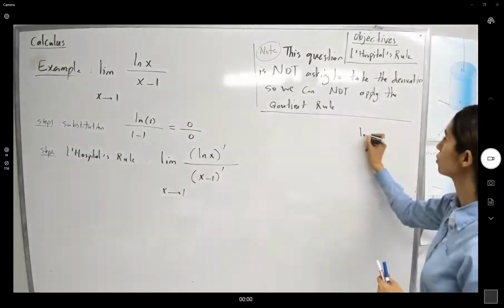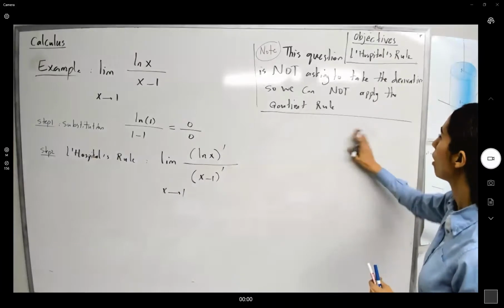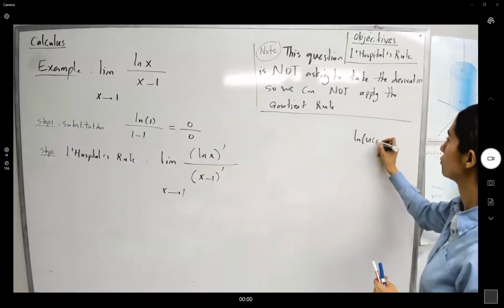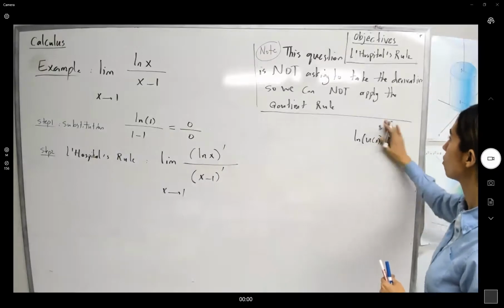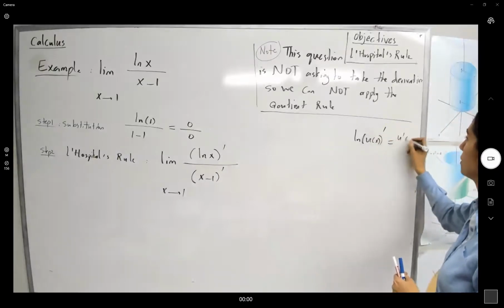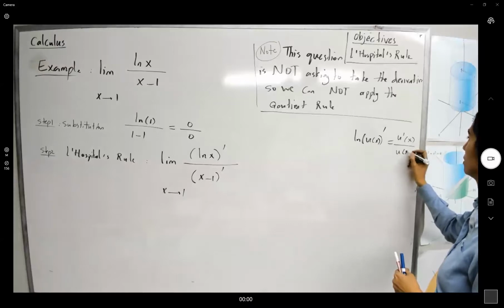So remember that when you're taking the ln of u of x, if you have u of x, the composition of two functions, the derivative is equal to u prime divided by u.